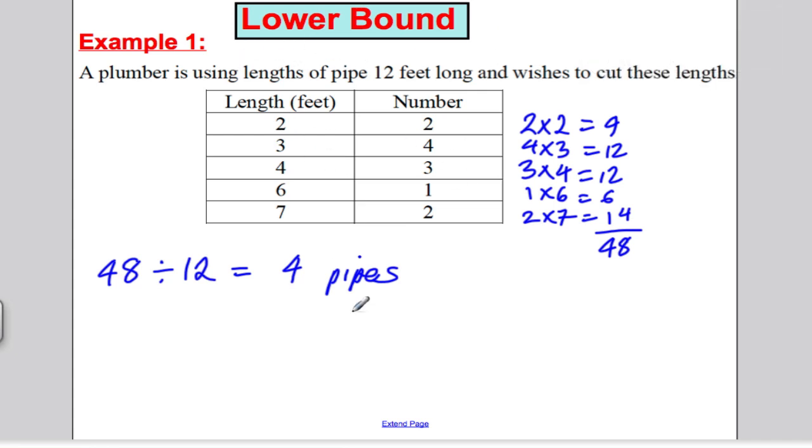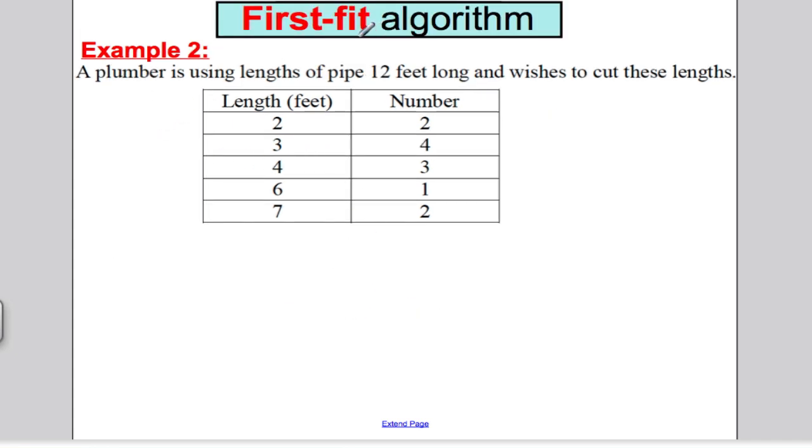Okay, so that's our lower bound then, 4 pipes. Now let's move on to the same question, but let's work out this problem using the first fit algorithm.